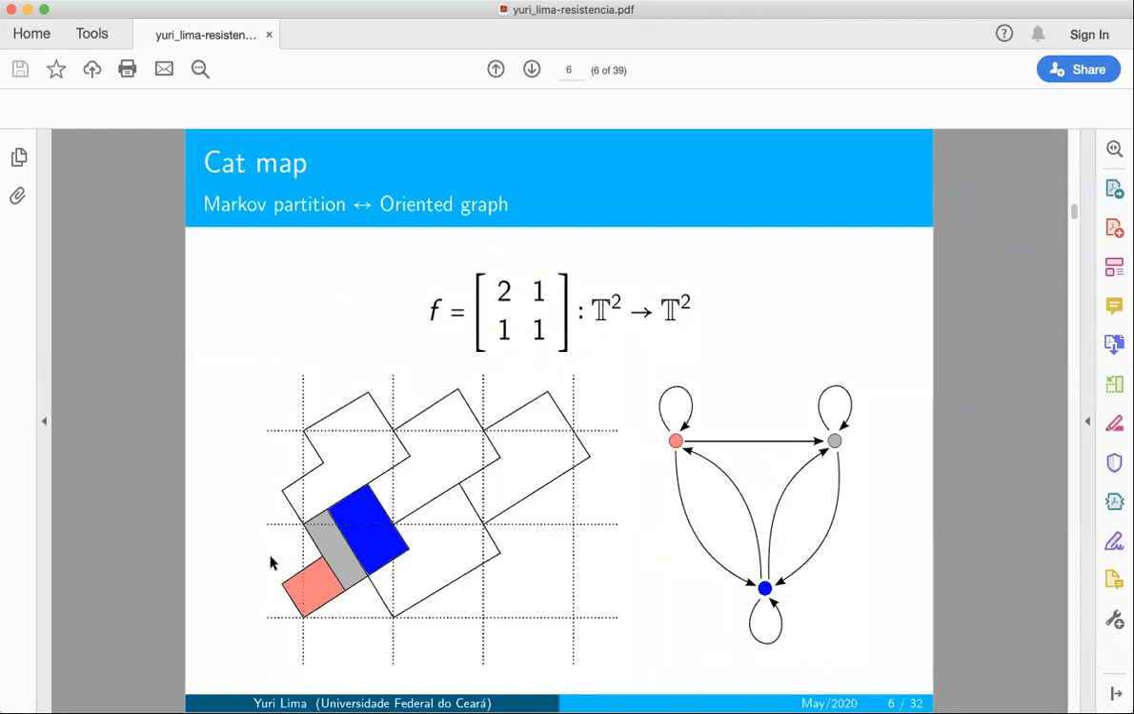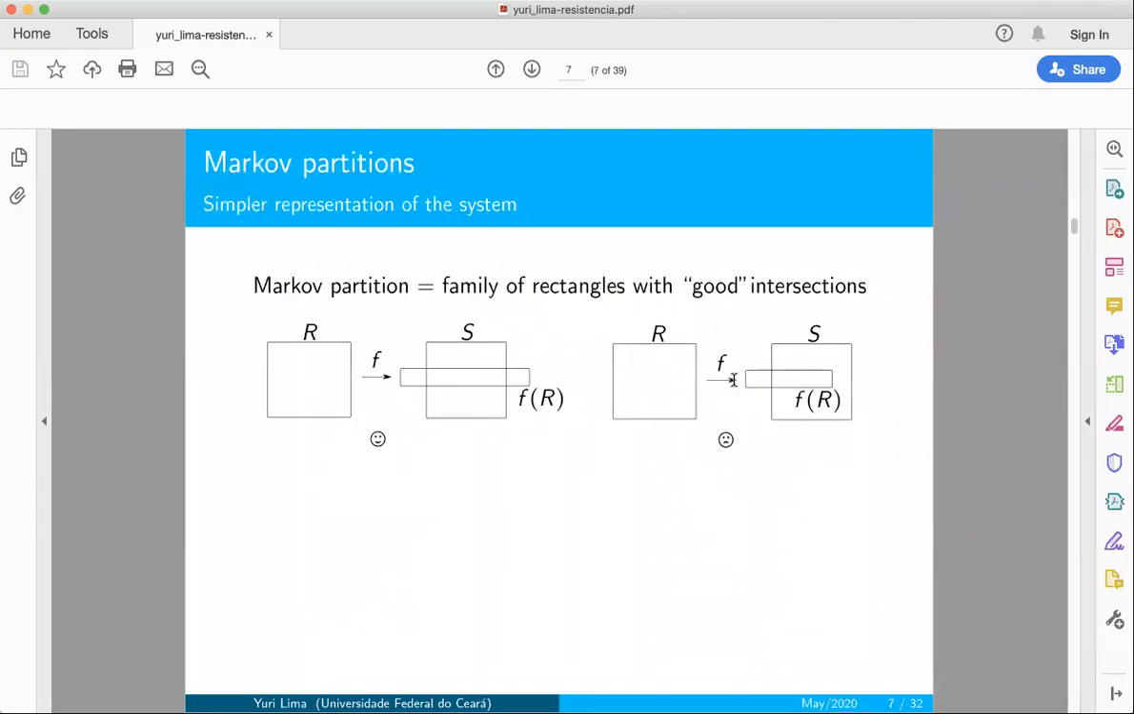So because these rectangles satisfy some good intersection properties, we are actually able not only to associate to each real trajectory a trajectory on this graph, but also to each trajectory on the graph, we are able to associate a trajectory of the original cat map. It is exactly this good intersection property, which is shown in this picture, which allows us to go back and forth in this association of real trajectories of your map to trajectories in this oriented graph.